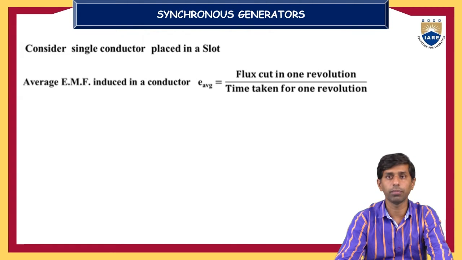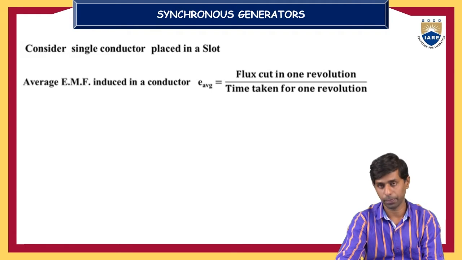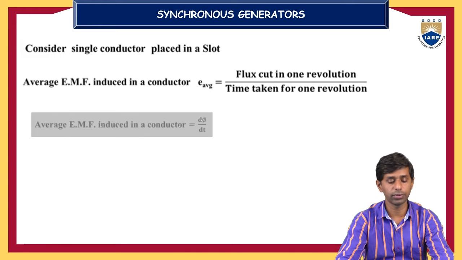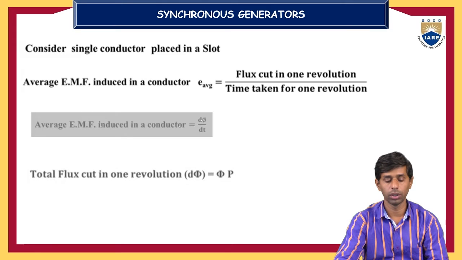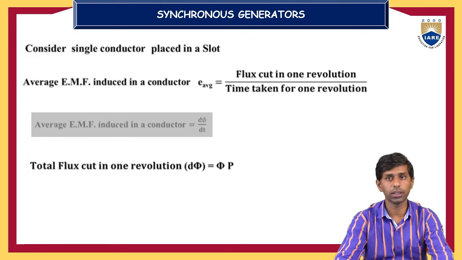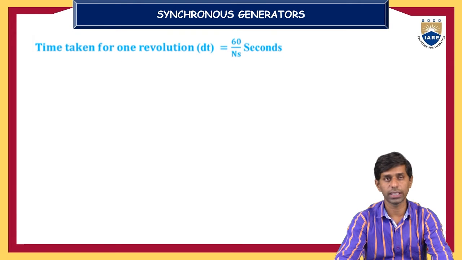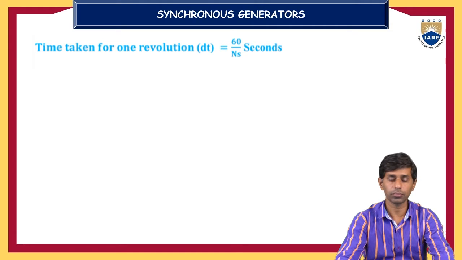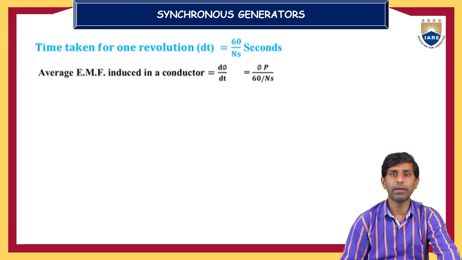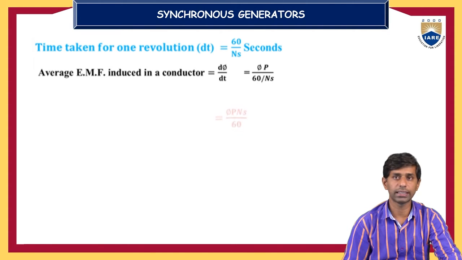The average value of induced EMF in a conductor is equal to the ratio of flux cut in one revolution to the time taken for one rotation. Average value of induced EMF in a conductor is equal to d phi by dt. The total flux cut in one revolution is equal to phi p. The time taken for one revolution is equal to 60 by Ns seconds. Average EMF induced in a conductor, that is d phi by dt, is equal to phi p Ns by 60.